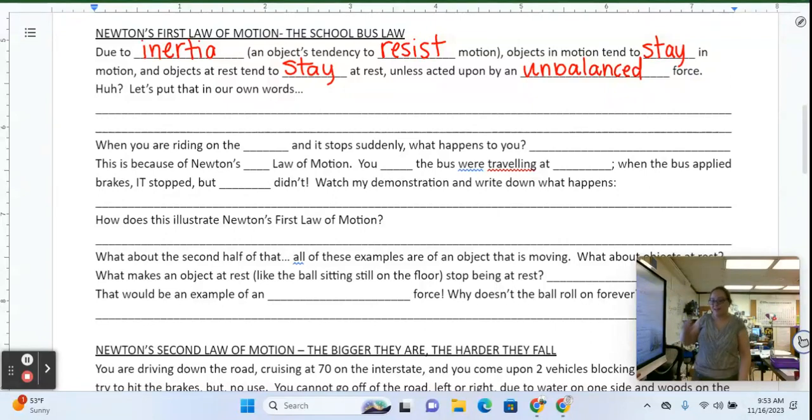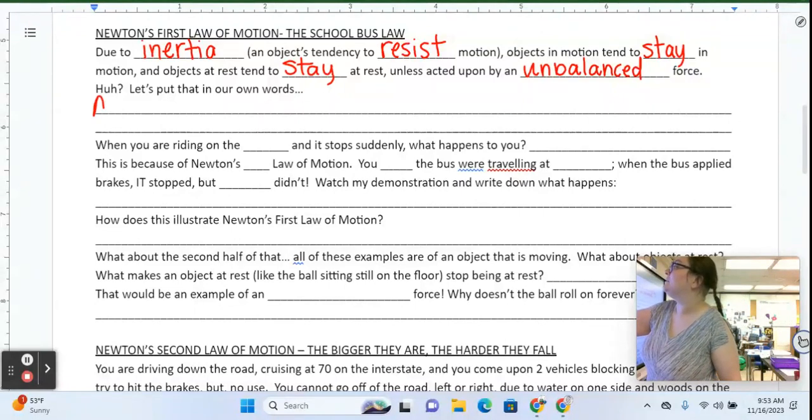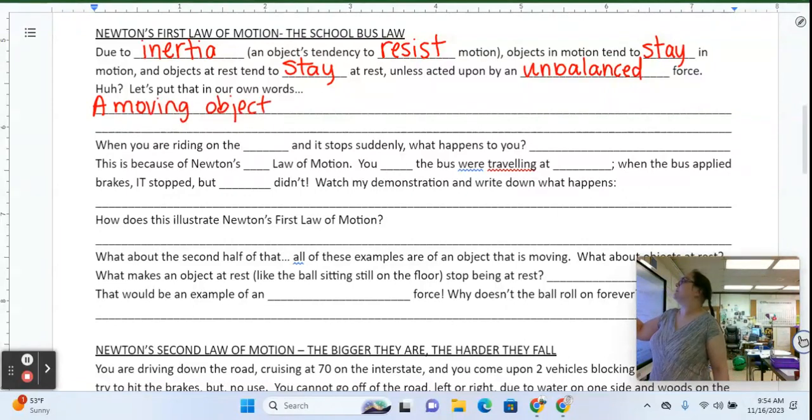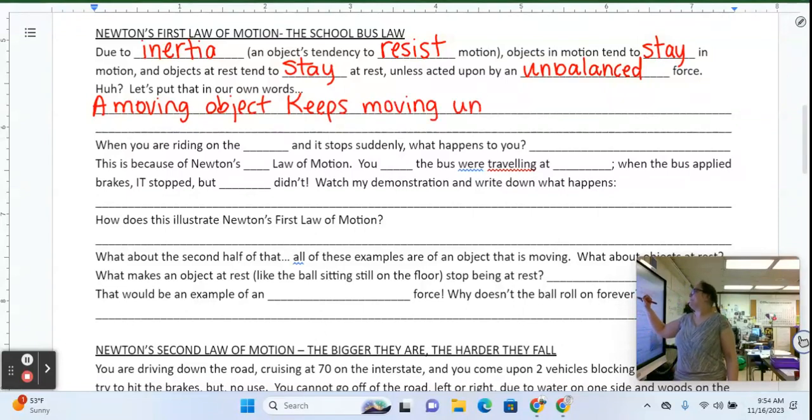All right, so let's put that into our own words. A moving object keeps moving unless... But acted upon by an unbalanced force is what it says.